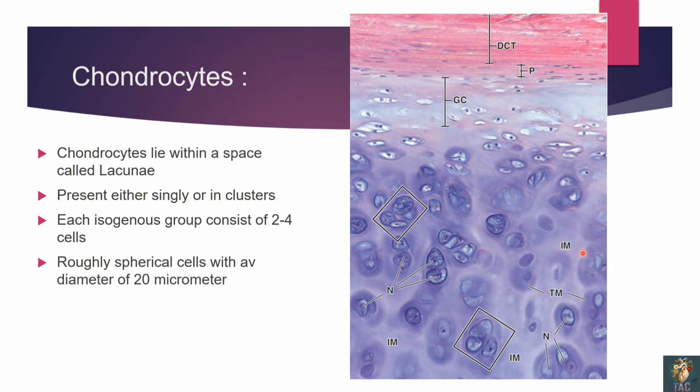So you can appreciate in this diagram, this is the interterritorial matrix, this is the territorial matrix, and the territorial matrix which is just close to the chondrocyte is called the capsule. This is because of the differences in what it secretes: in close vicinity to the chondrocyte it is highly sulfated, that is why it takes up color, and in the interterritorial matrix it also contains the fibers, that's why it is a little bit lighter in color.